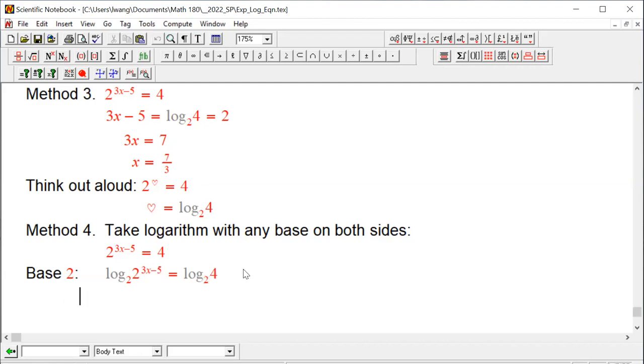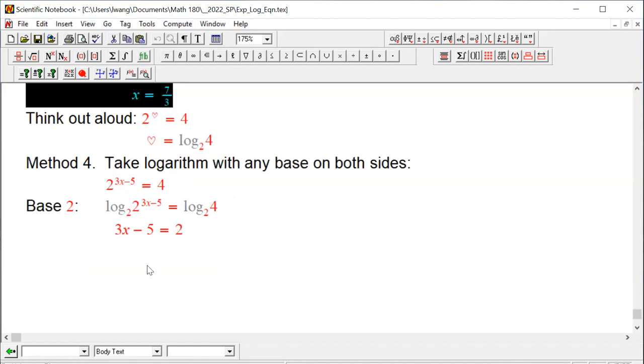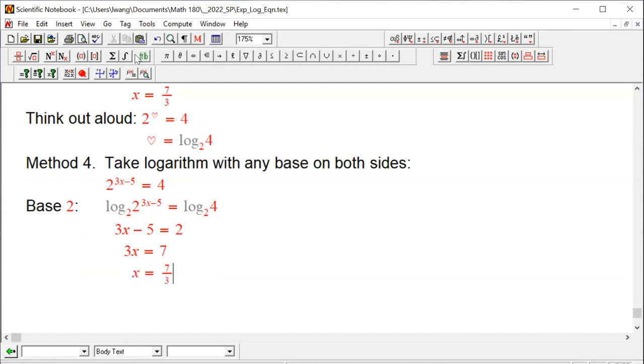And what do we get at the end? And then we apply the power rule, right? So you get 3x minus 5 equals 2, and the rest is pretty familiar, right? What if I choose log base e? Okay, what if I choose base e?